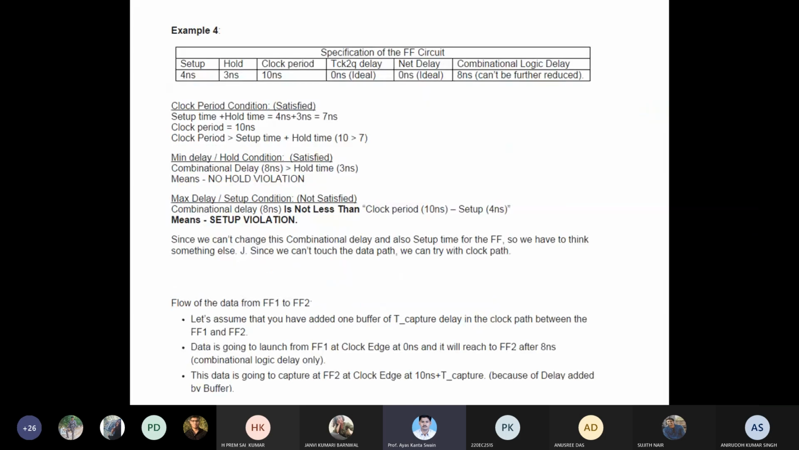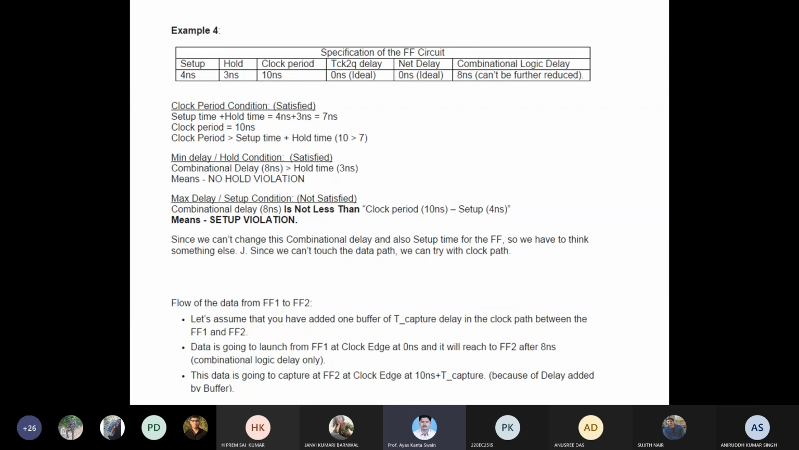Okay, so let us read out few points. Since we can't change this combinational delay and also setup time of the flip flop, we have to think something else. So we can't touch the data path. We can try it with the clock path. Okay. So flow of the data from FF1 to FF2 is like this. Let us assume that you have added one buffer of T capture delay in the clock path between FF1 and FF2. So it is in the clock path. Okay, so delay you are increasing.